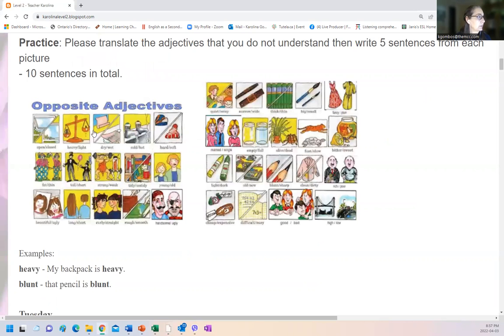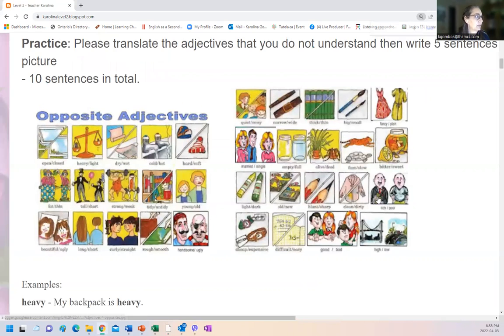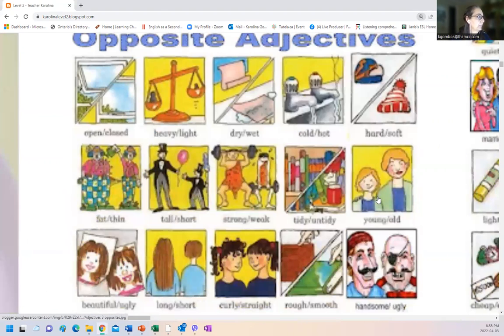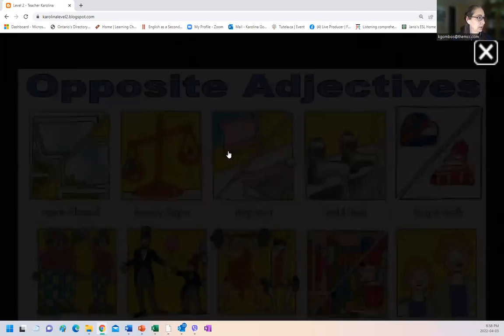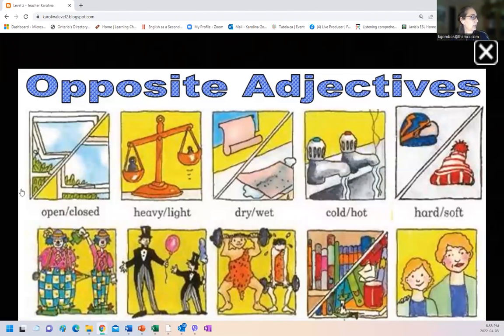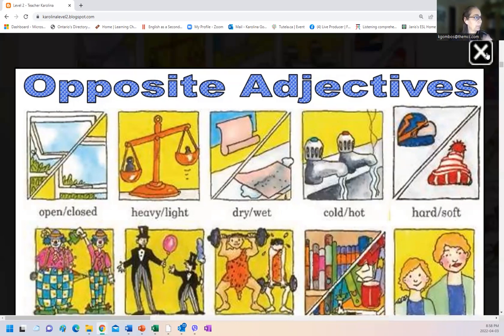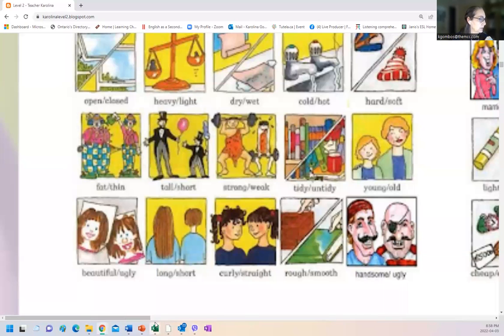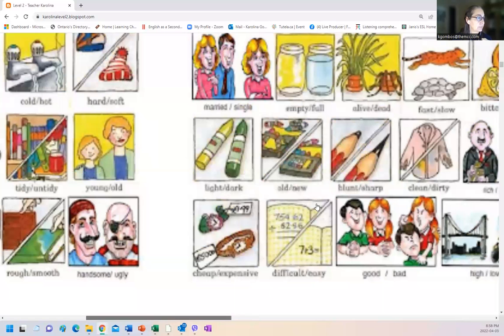For Monday, I put a couple more adjectives here, opposites. And if I click on it, it should be nice and clear. There you go. So open, close, heavy, light, dry, wet. I know we already did this, but this is just another practice. If you don't understand some of these, please use Google Translate and translate them into your languages so you will understand later on. I put two of them, so there is another one here.